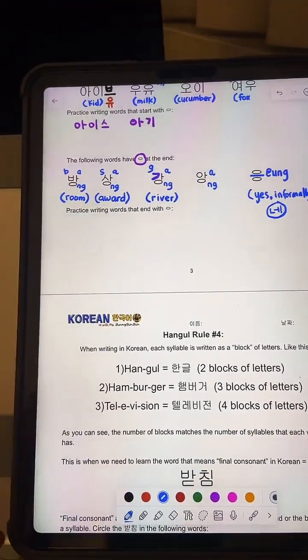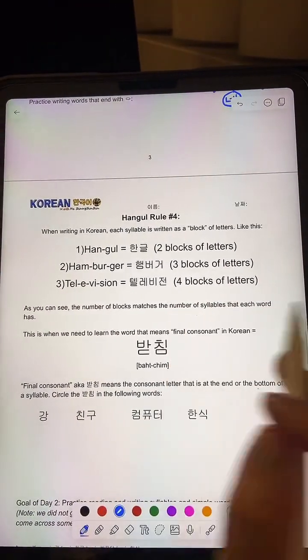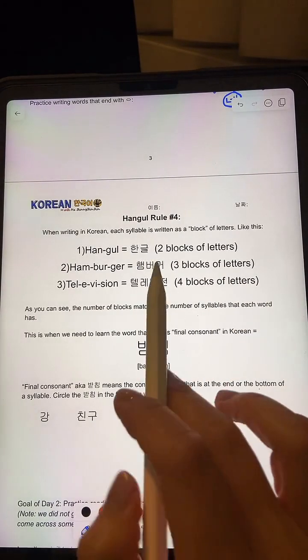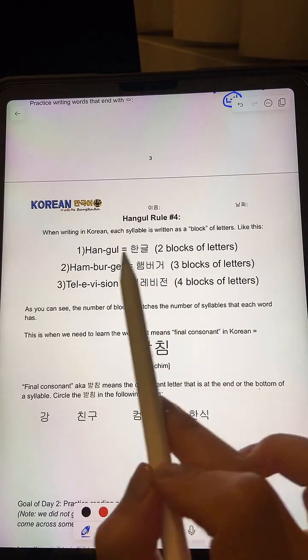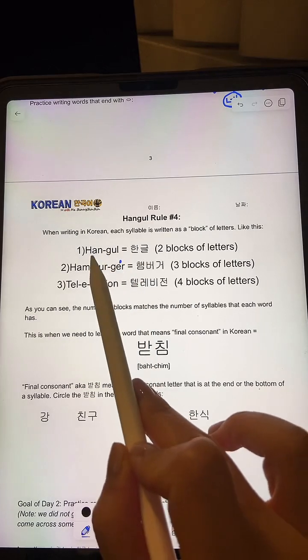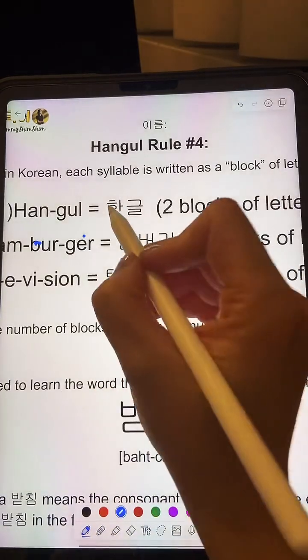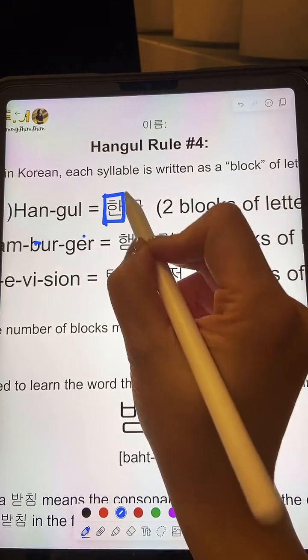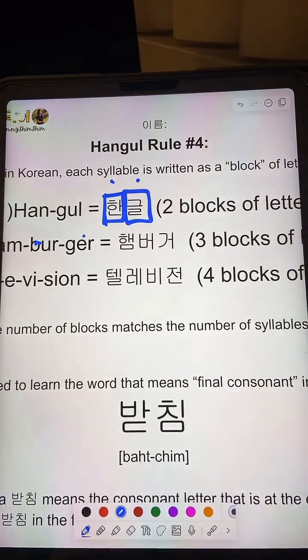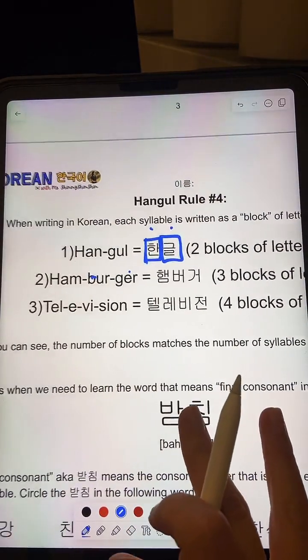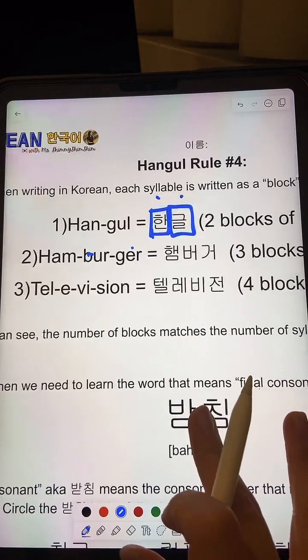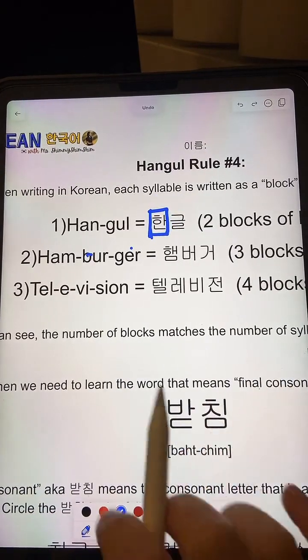All right. And then we have Hangul rule number 4. That is the last rule, so we're almost done with new information. When writing in Korean, you probably already figured it out, but each syllable is written as blocks of letters, okay? So we have Hangul, 2 syllables, right? So that's why it's 2 blocks. This is a block, and this is a block. And then like hamburger, 3, right?